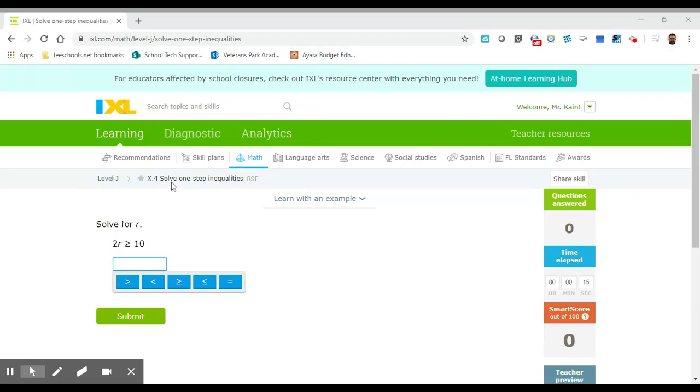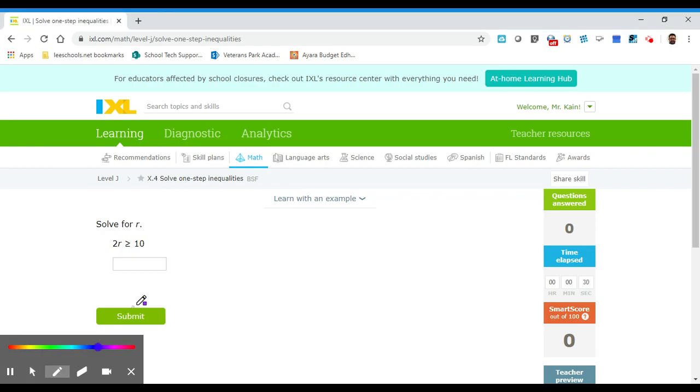Okay, we are currently working on a topic called Solve One-Step Inequalities. This is the code BSF on your 8th grade IXL. In this problem, we need to solve for r. We have 2r greater than or equal to 10. And just like when we solve one-step equations, we're going to solve this using the same exact rules.